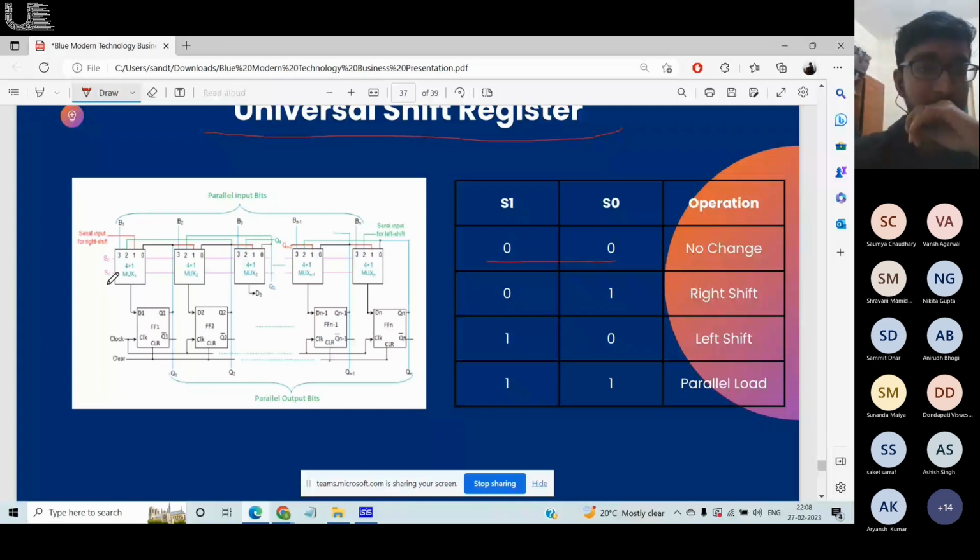So S0 and S1 feed to these muxes, right? These are multiplexers. I hope you remember what multiplexers are. We have 4 inputs, but the output will be only 1. From the previous workshop, I think we have covered it. So when both are 0, the first input comes in, right? And these are the flip flops.